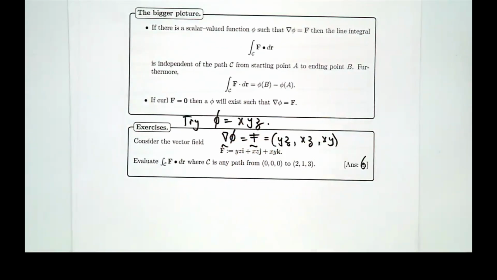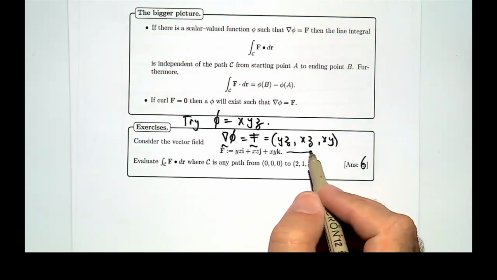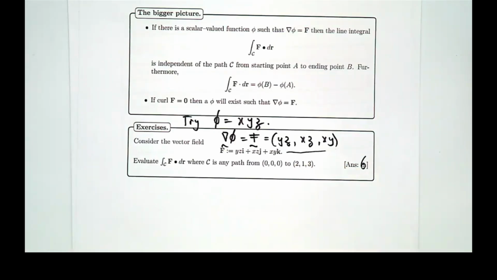All right, let's try it. So if I take the gradient of that, the first term's going to be yz, second term's going to be xz, third term's going to be xy. Is that what we've got? Yep. Sounds pretty good.